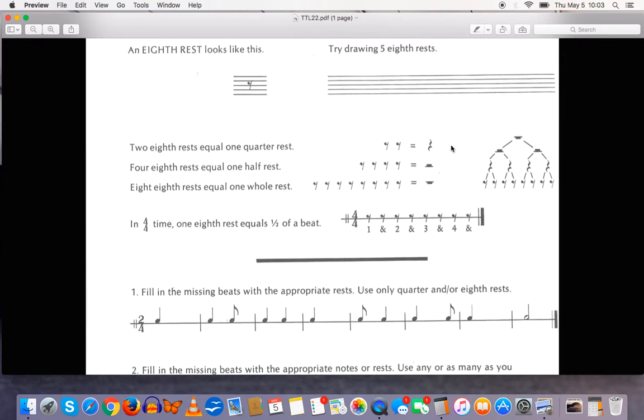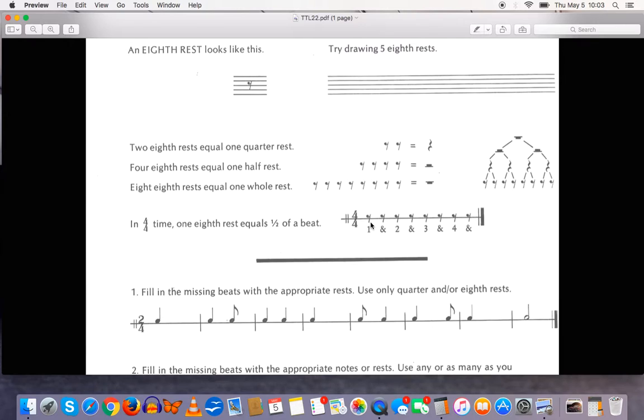Here's another way of presenting the information, just all in eighth notes. Two eighth notes equal a quarter, four eighth notes equal a half, eight eighths equal a whole. Are you seeing the fraction patterns yet? In 4/4 time, an eighth rest equals half of a beat.